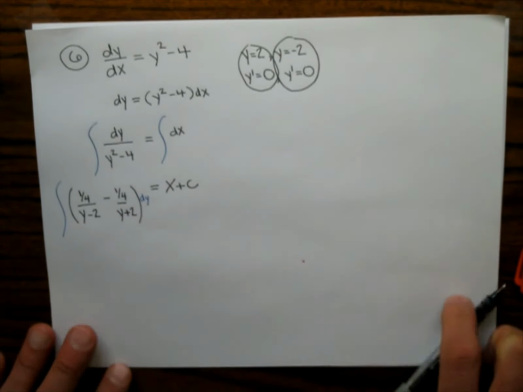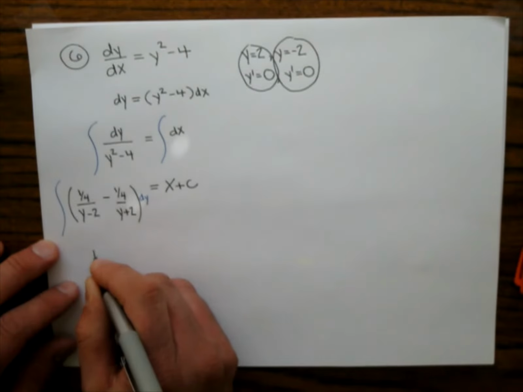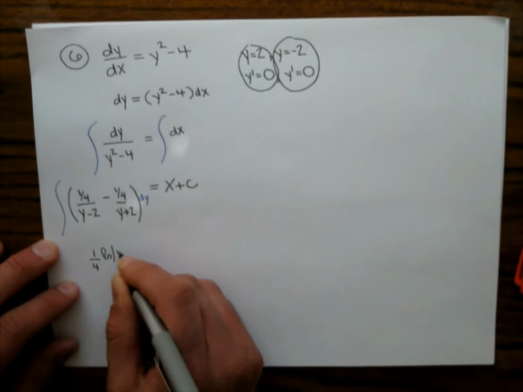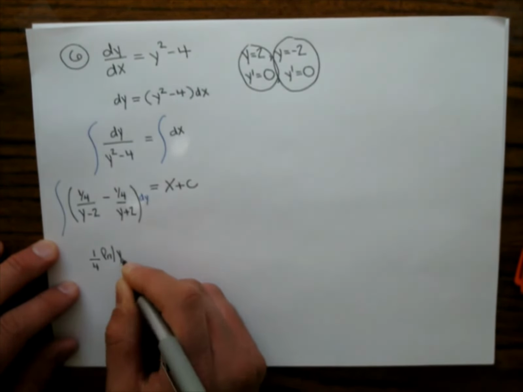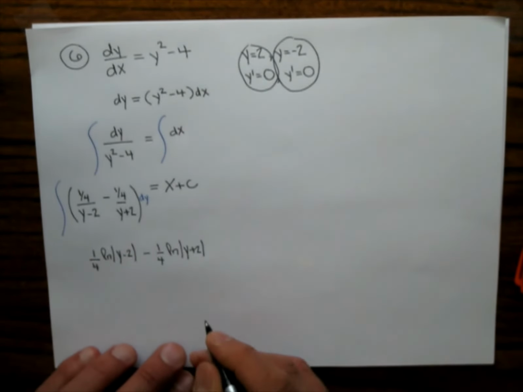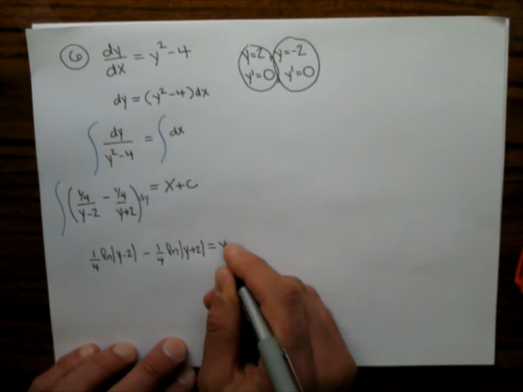So the integral of 1 over y minus 2, you can do a u substitution. In any case, you're going to get 1/4 ln absolute value y minus 2, and then this one's going to be minus 1/4 ln of the absolute value y plus 2. And then we'll throw our c on the right hand side. This is going to give me x plus c. Okay, now I'm going to try to solve for y if I could.